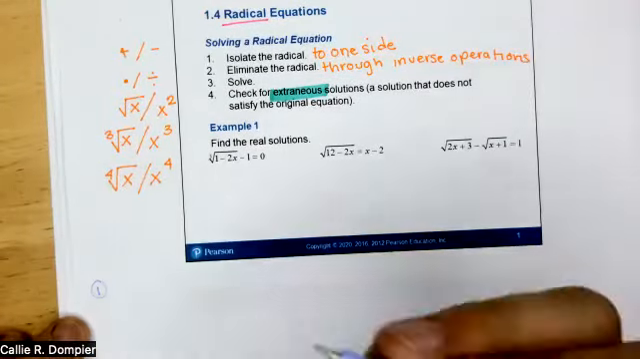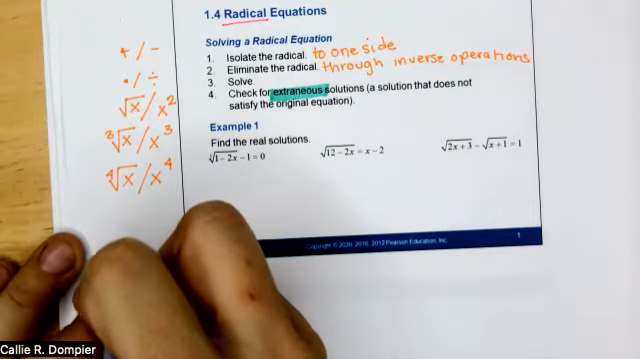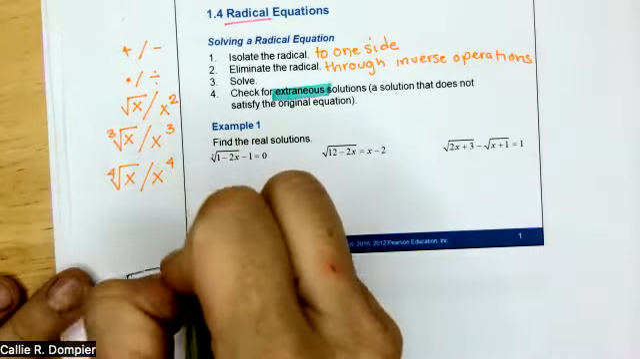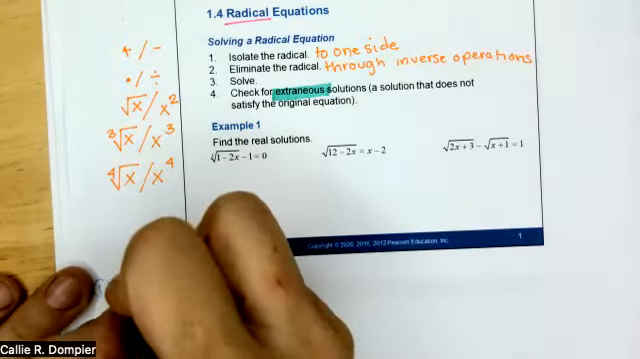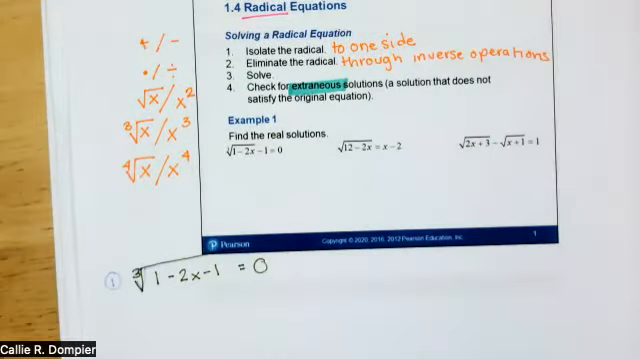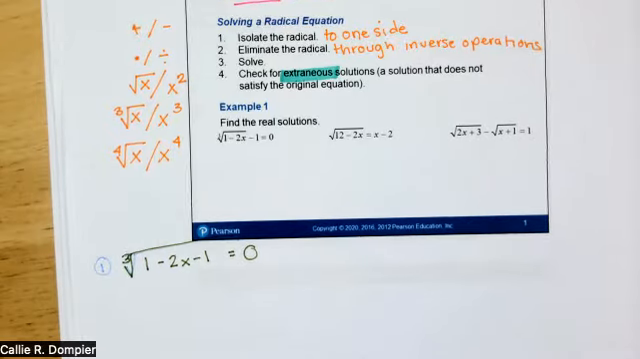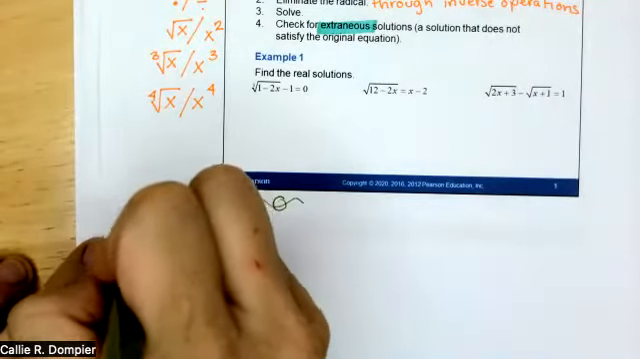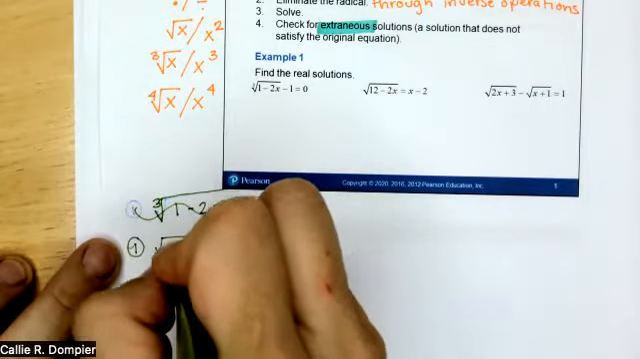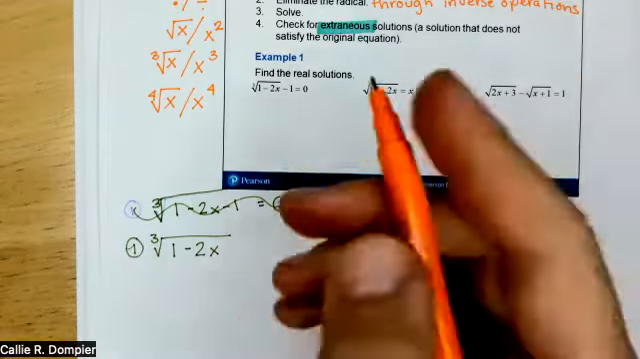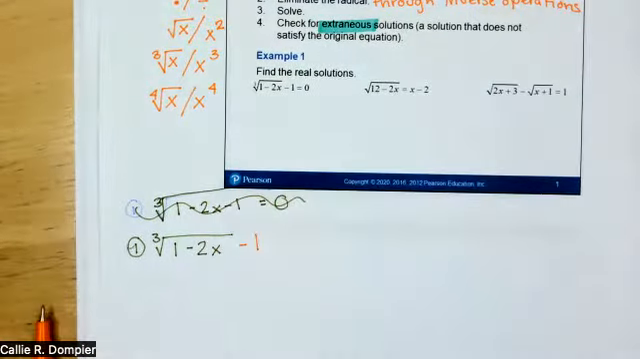All right, for example 1, this is the third root. You cannot see that at all. So we are only taking the third root of 1 minus 2x, and then that minus 1 is completely separate, equals 0.